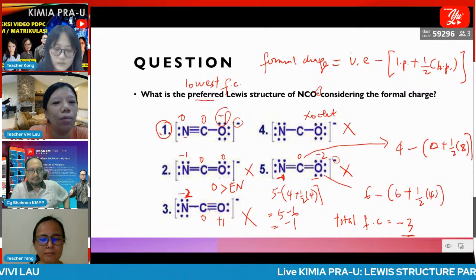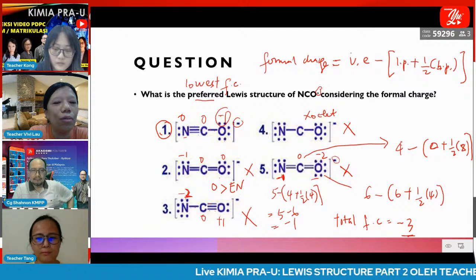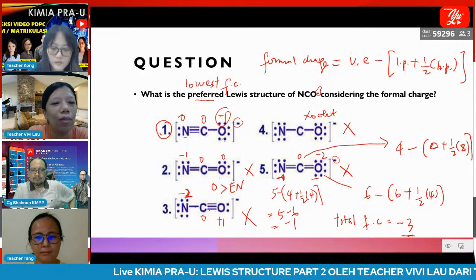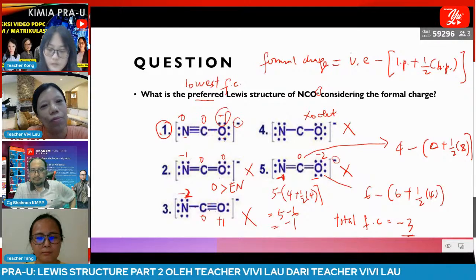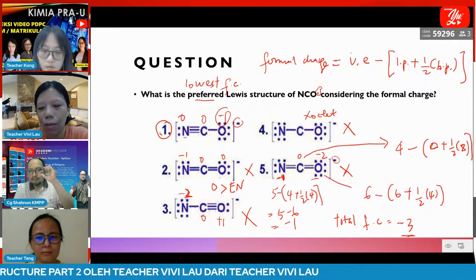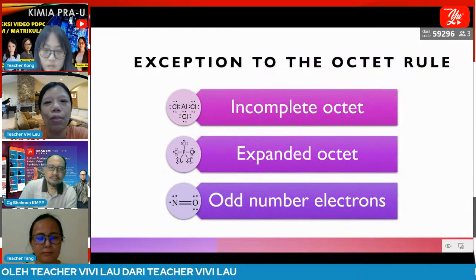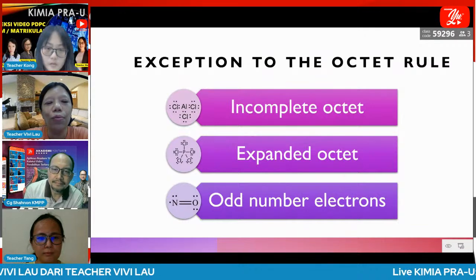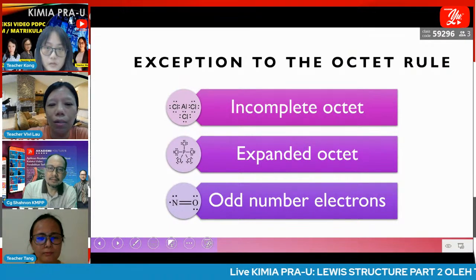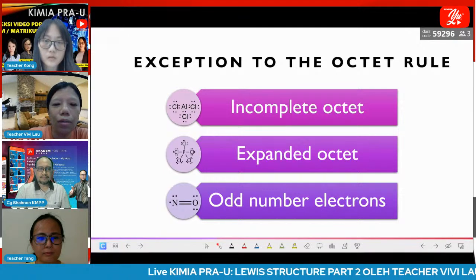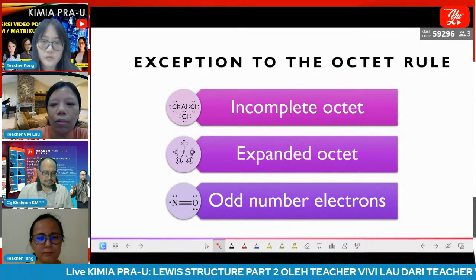You can see the total formal charge is negative 1, the negative is at the oxygen atom, and the formal charge value is the same as the charge of the ion. Okay, so we look at the exceptions to the octet rule. We have 3 types: incomplete octet, expanded octet, and odd number of electrons.